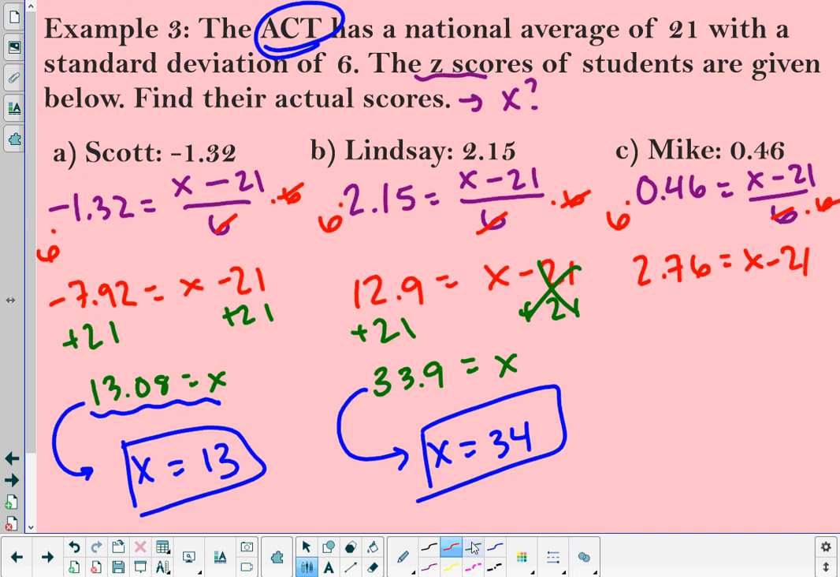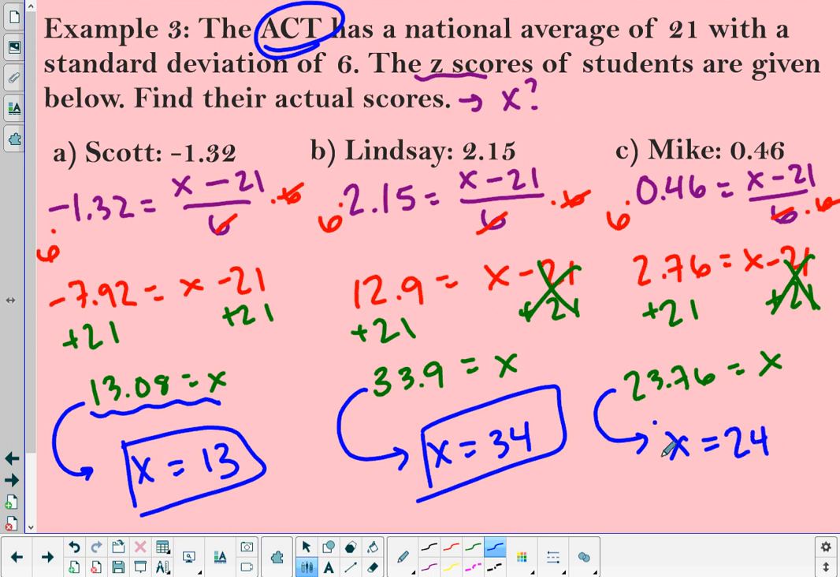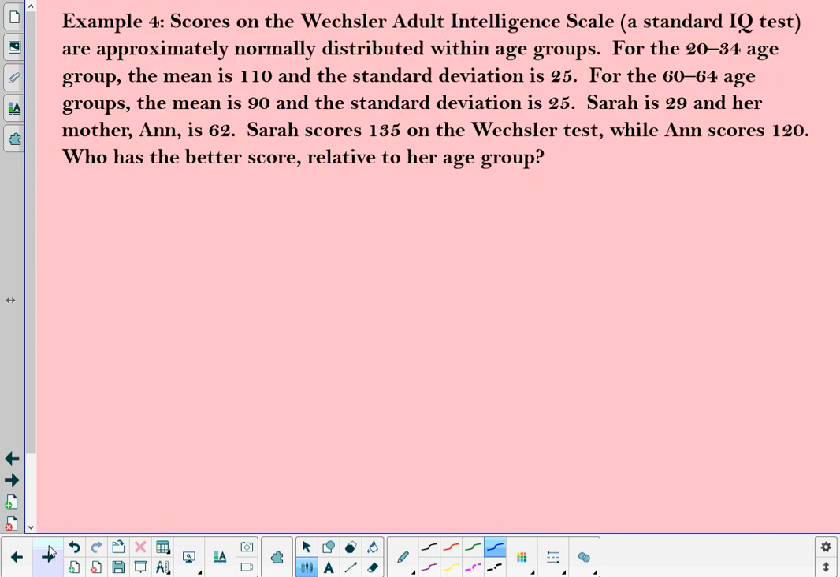And then I need to cancel that 21, so I'm going to add 21 to both sides, which makes that go away, and I get 23.76 here is equal to x, which again, I'm going to round to the nearest whole number, and that means Mike's ACT score was probably about a 24. So calculating Z-scores, sometimes you've got to work backwards. All right. Let's take a look at example 4.